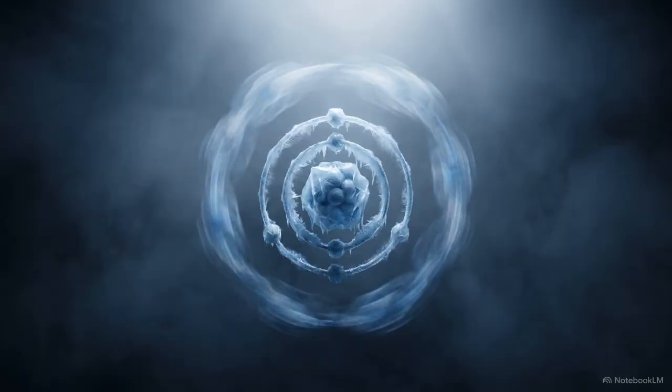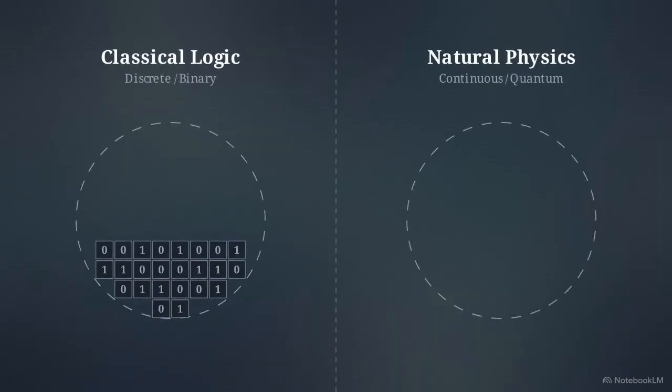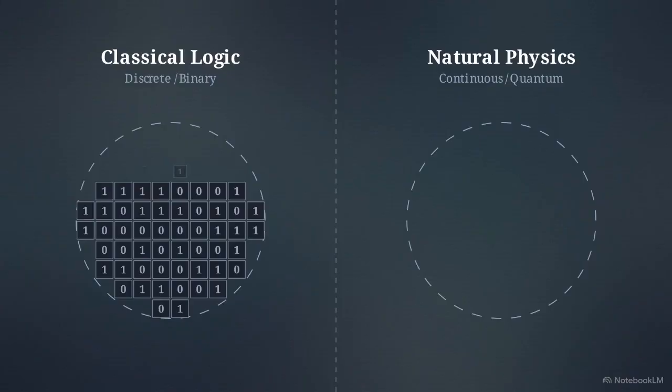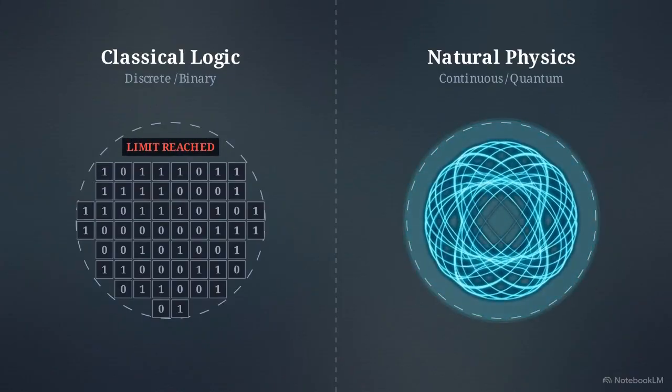On this tiny scale, energy doesn't flow smoothly. It comes in discrete chunks, and subatomic particles exist as a fuzzy field of possibilities, not just rigid ones and zeros. You cannot simulate a multi-state universe using a binary machine. The sheer complexity of natural physics makes it impossible for traditional logic to keep up.